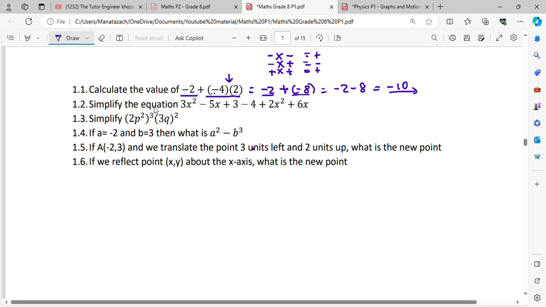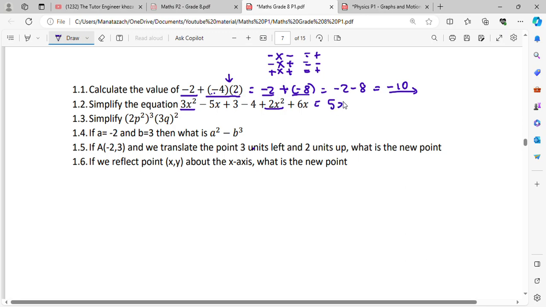Okay, let's go to 1.2. Simplify the expression. So you have the expression that you need to simplify. When you simplify, you need to group the like terms with the like terms. So 3x squared is like 2x squared. So you'll start with that.